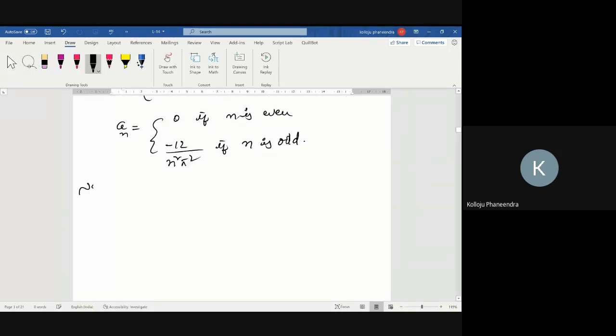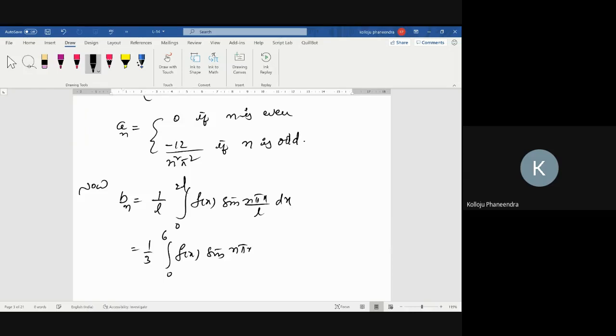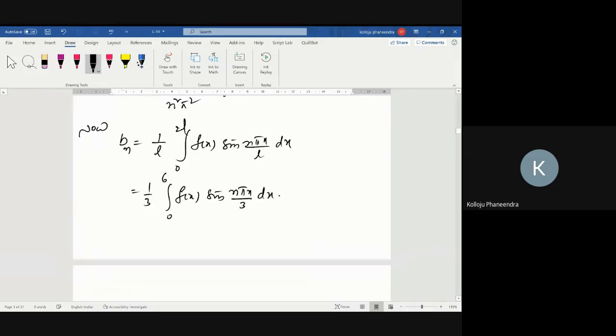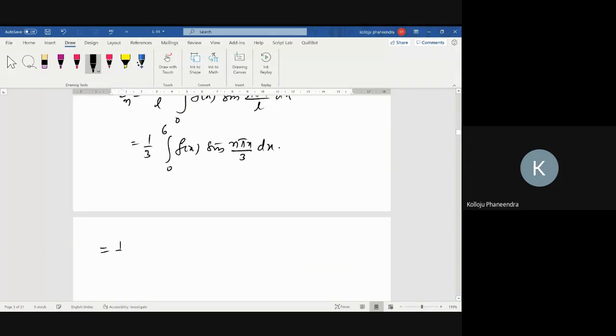Now coming to bn. See, all the quotients are there in this problem. bn is 0 to 2l f of x into sine n pi x by l dx. This is equal to 1 by 3, integral 0 to 6 f of x sine n pi x by 3 dx. Now split into two parts because the function is defined in two intervals. This is integral 0 to 3 x into sine n pi x by 3 dx, plus integral 3 to 6. What is this function? 6 minus x, sine n pi x by 3 dx.